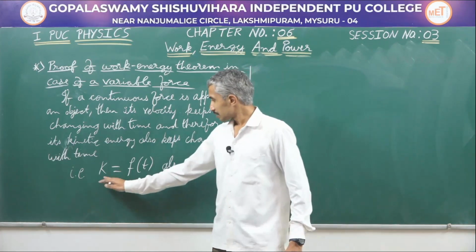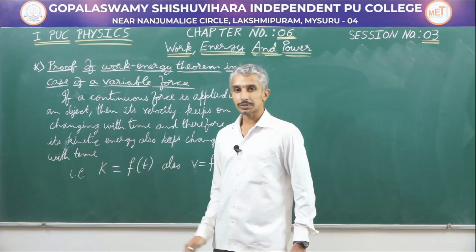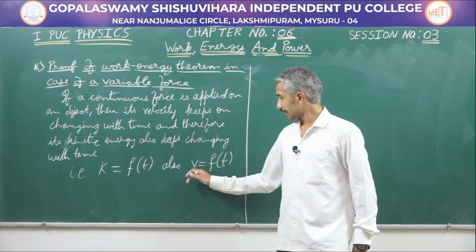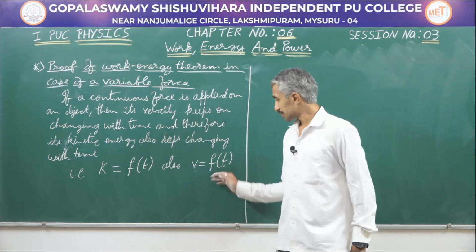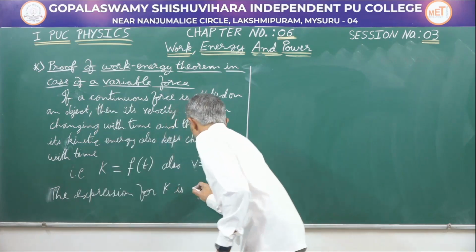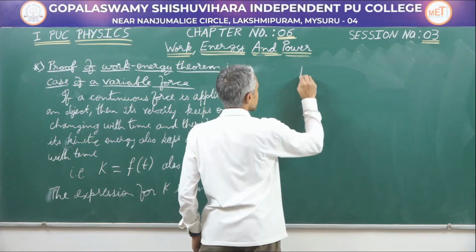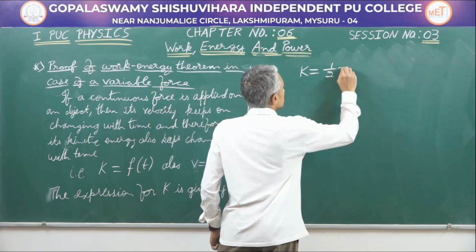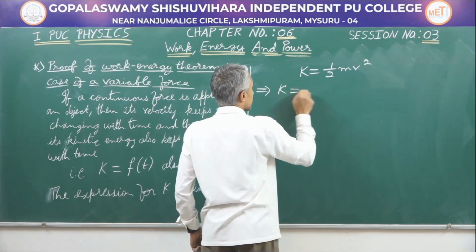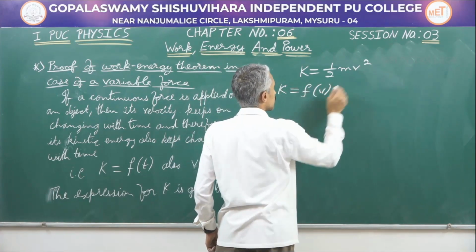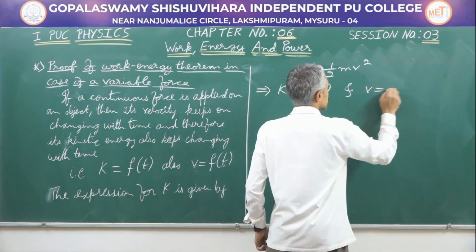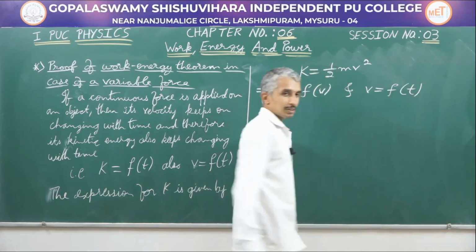Therefore, we can find the derivative of kinetic energy with respect to time. We can also find the derivative of velocity with respect to time. Let us see what this means. We know the formula for kinetic energy, which is half mv square. So, what does this imply? Kinetic energy is a function of velocity. As velocity changes, kinetic energy also changes, and velocity is further a function of time.